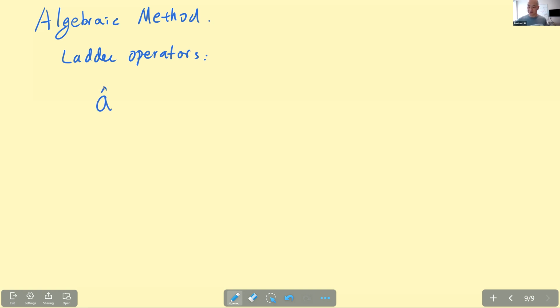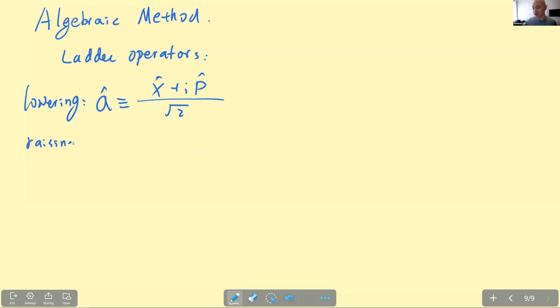One is called A. We call this one a lowering operator. Later you're going to understand why we call it lowering. It is one over the square root of 2 times x plus iP. And you also correspondingly have a raising operator. We put a dagger here to denote the difference. Later you're going to also understand what this dagger is. Now let's look at these matrix elements.